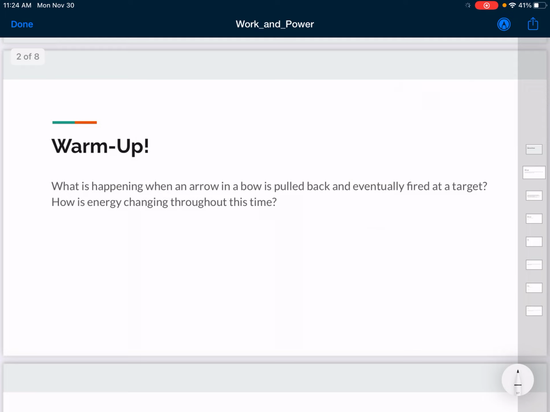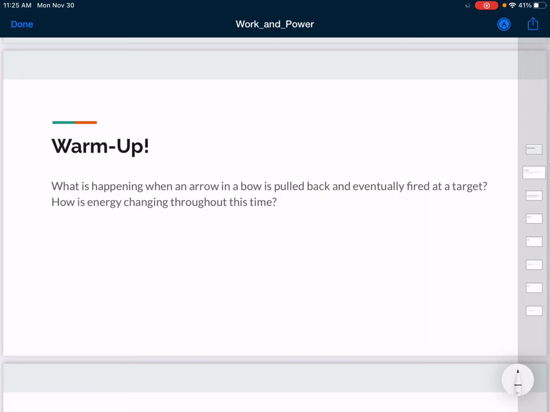So for our warm-up question, to kind of get us thinking back to what we were talking about before break, what is happening when an arrow and a bow is pulled back and eventually fired at a target? How is energy changing throughout this time? So if you're watching the video, I advise you to go ahead and pause the video, write down a couple thoughts or answers to this question that I've kind of posed to you.